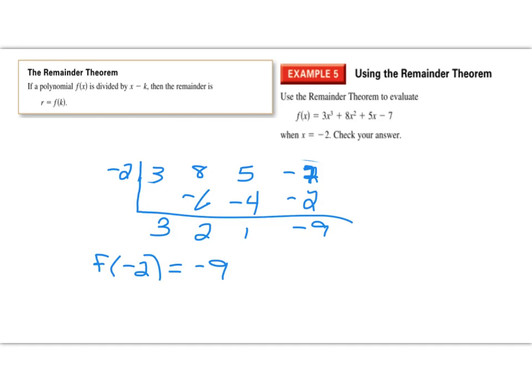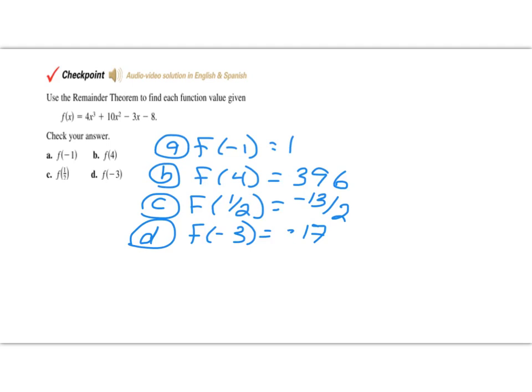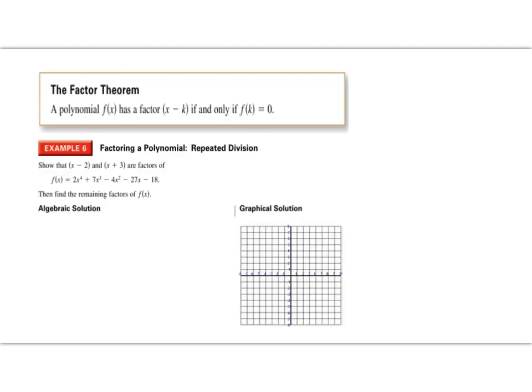So really all I had to do is plug in -2 into this equation and find out what my remainder is, and this remainder should equal that. This is your remainder. Since there's a remainder, that means that -2 is not a factor of this function. Okay, go ahead and give it a go. So what you want to do is just plug them in and see. All right, here's the answers. That means none of these are factors of that original equation.